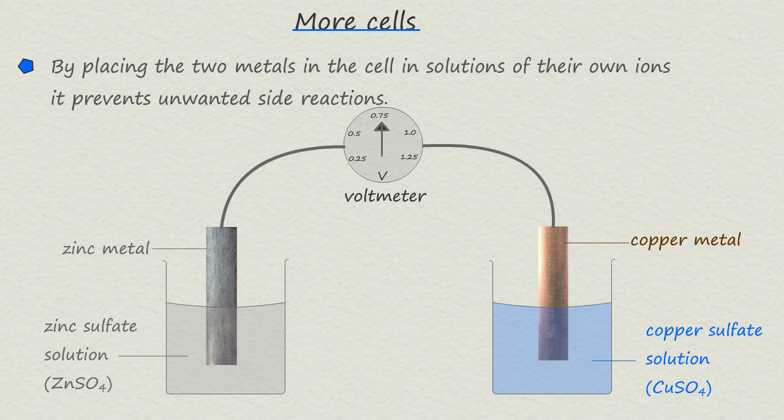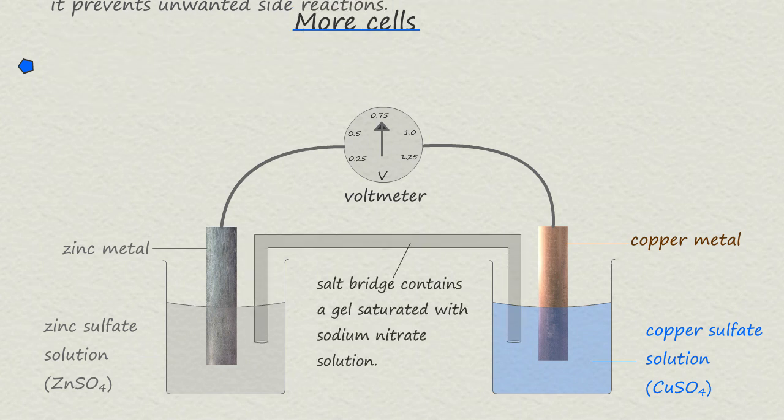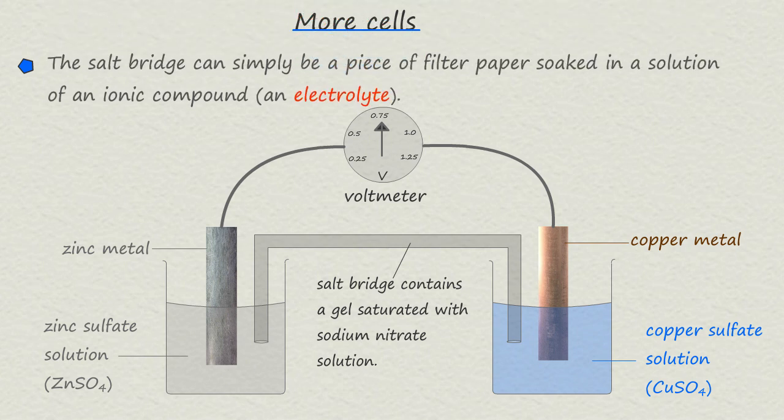However, if the two metals, copper and zinc, are in beakers containing solutions of their own ions, then there will be a gap in the circuit. This gap is filled with a salt bridge. This salt bridge can simply be a piece of filter paper soaked in an inert electrolyte, such as sodium nitrate or sodium sulfate. In the diagram shown, a more efficient salt bridge is used. Here, a glass tube is filled with a gel which is permeated with sodium sulfate or sodium nitrate solution.